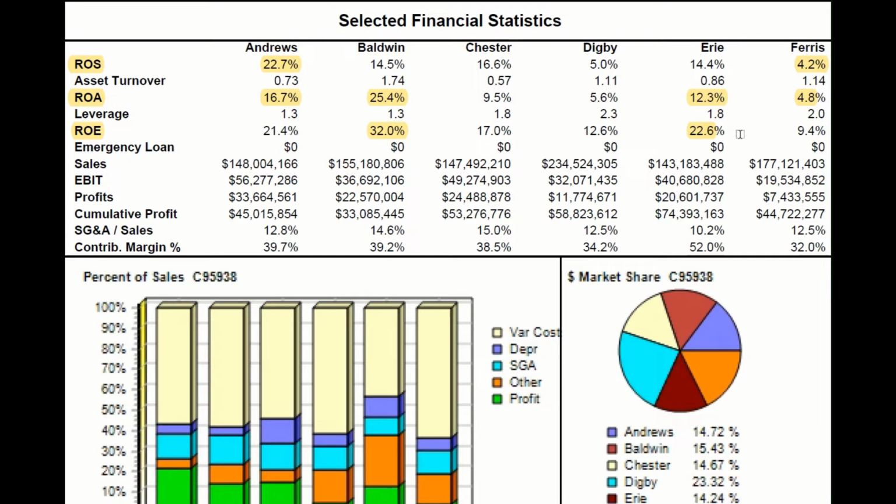The idea behind it is, though, we have to be very careful with these 3 measures, because we can impact their number, their value, their metric, by possibly not investing in the future. So these are really first step, first stage measures. From here, we have to look further. We have to look at why Ferris is 4.8 for ROA as opposed to Baldwin's 25.4, or why Andrews is 22.7 compared to 5% for Digby, and so on.